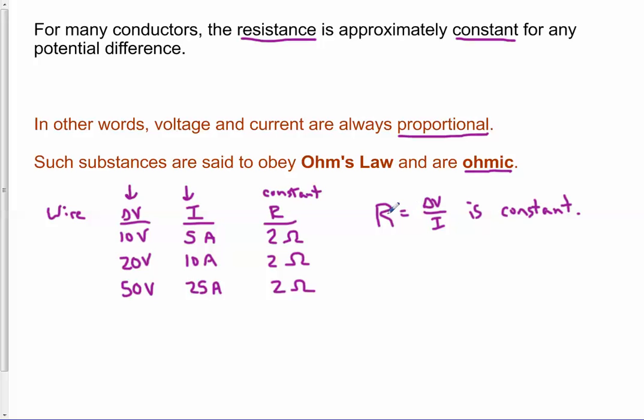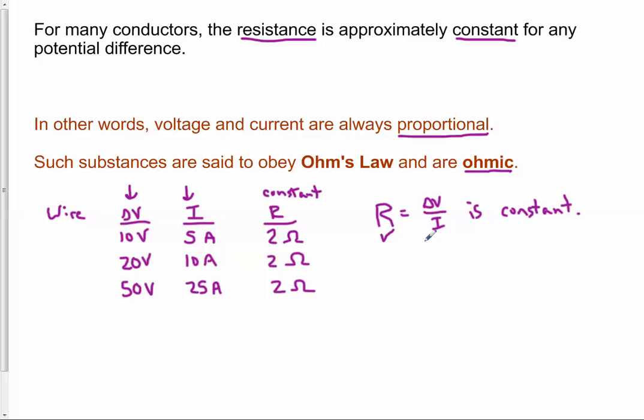And typically in this case, R would be a known thing, and you would figure out the I based on the delta V or vice versa, because you know the R. So it's nice when you know that a substance is ohmic, and most of the time we will assume that the conductor, the wire that we're talking about, is ohmic and obeys Ohm's law.